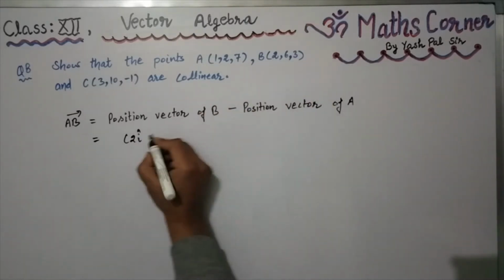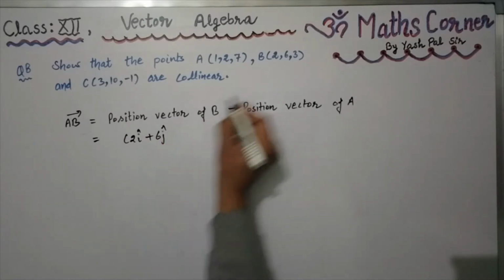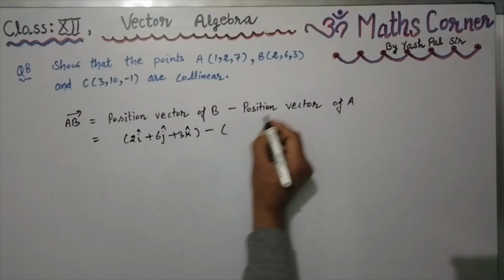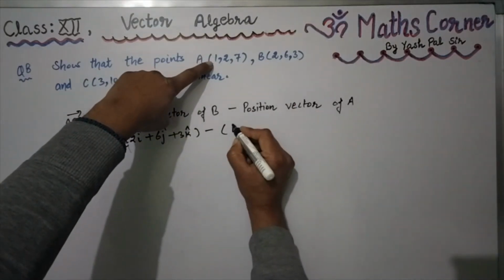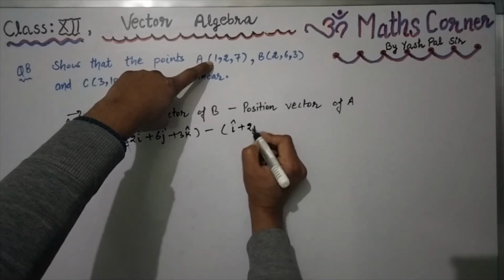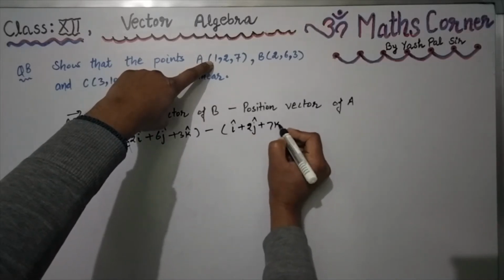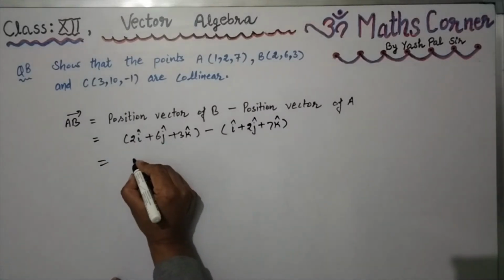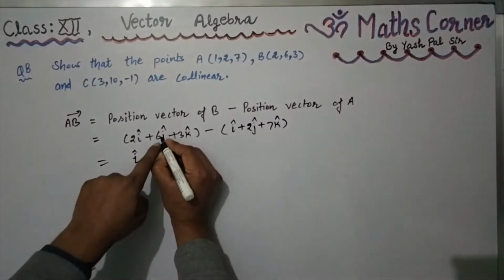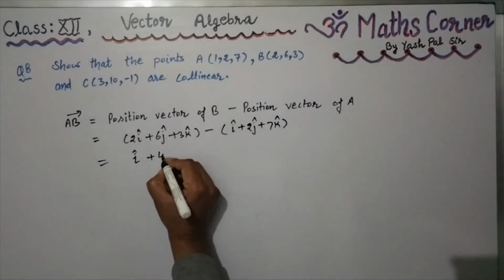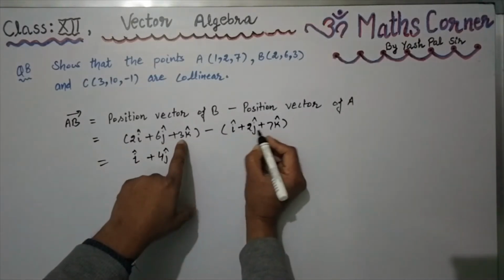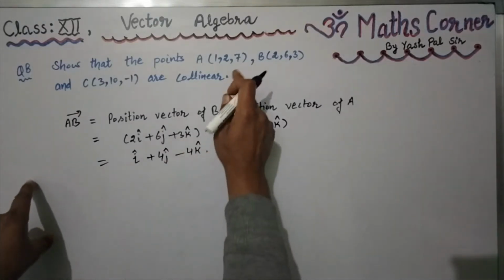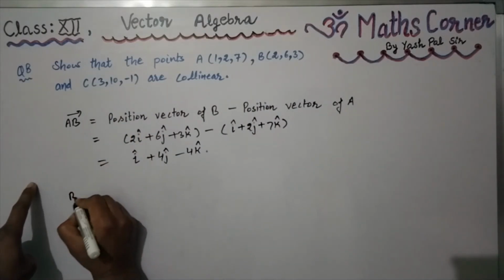So the value of position vector of B means 2i plus 6j plus 3k, minus position vector of A means i plus 2j plus 7k. Subtracting, 2 minus 1 is 1i, 6 minus 2 is 4j, 3 minus 7 is minus 4k.